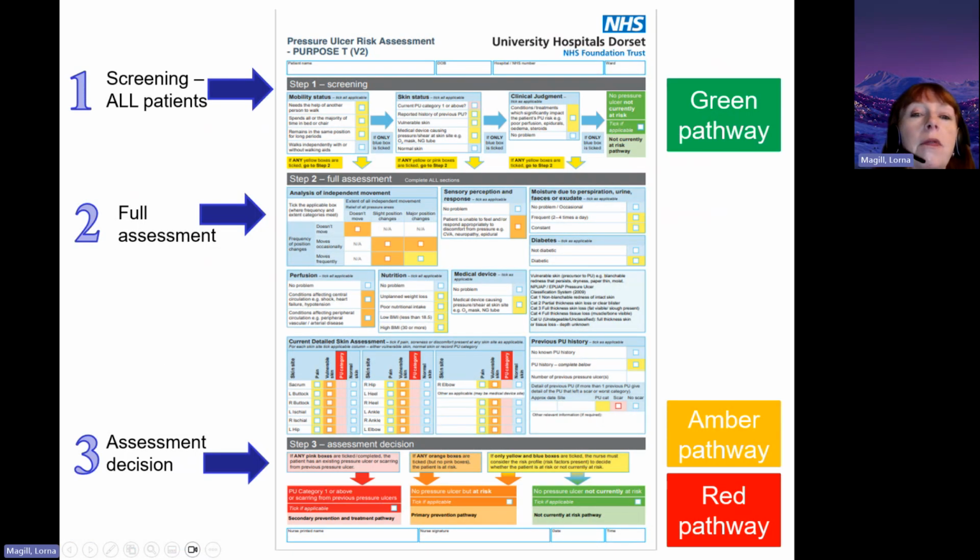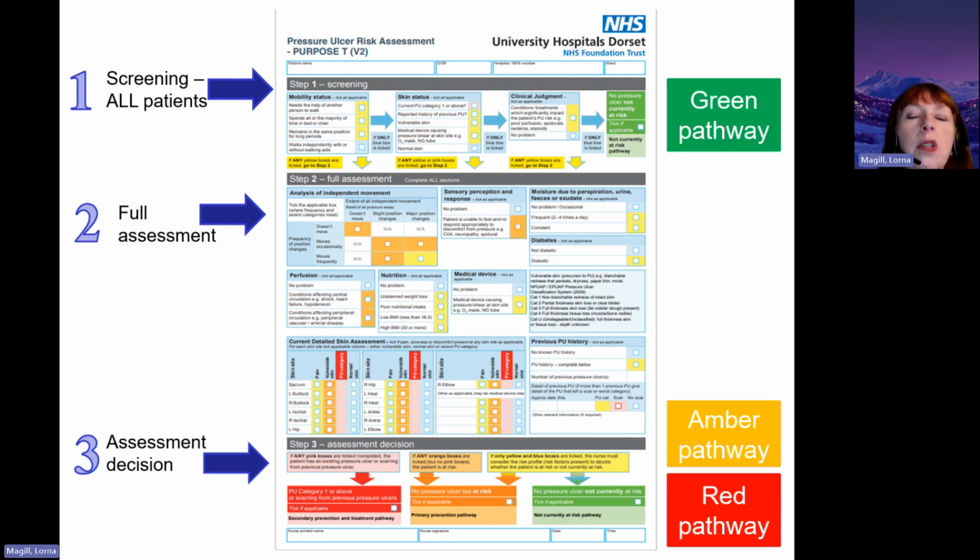For those of you that have not yet had the opportunity to see the Purpose T, this is what it looks like. It is photocopied, double-sided colour, so one assessment on the front of the page, and then when the reassessment is due, that will be on the back of the sheet.